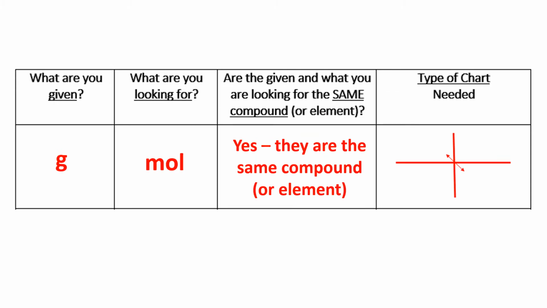So if we're given grams and we're looking for moles and they're the same substance, then we're going to write our given mass here. And then the molar mass goes here. And then 1 mole goes here.